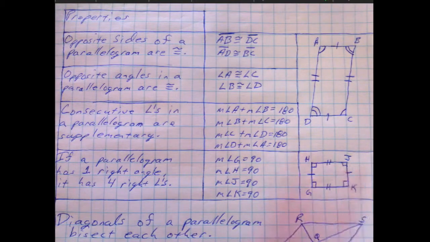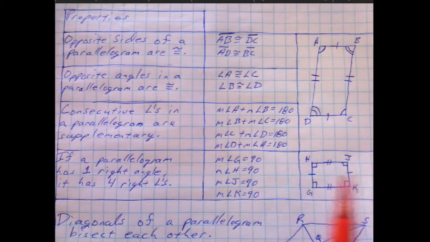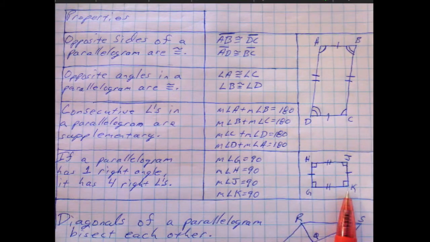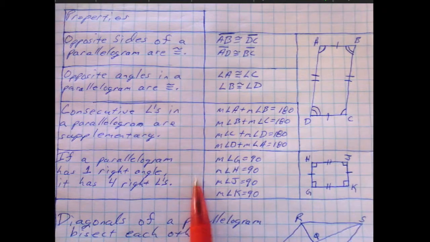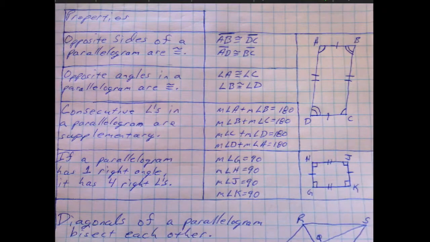We could also look at our opposite angles. If G is 90, J has to be 90 because these are congruent. If H is 90, then K has to be 90 because those are congruent. Opposite angles are congruent. So you can look at this one several different ways and see how it applies.